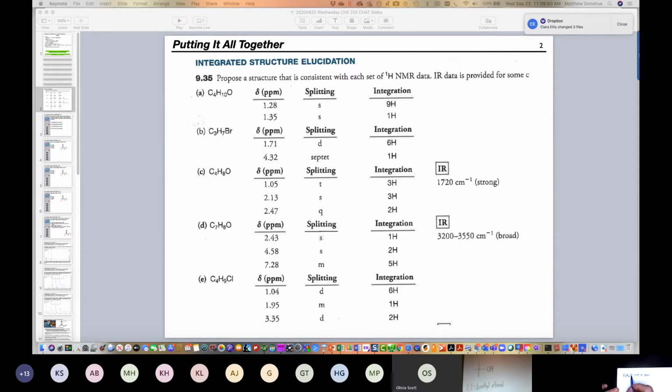So let's just capture some of this information. Here's the molecular formula. We determined there's 0 degrees of unsaturation. We have 1 oxygen present. That means it's either an alcohol or an ether. So we're given 2 pieces of data. Maybe I'll just draw the spectrum out.